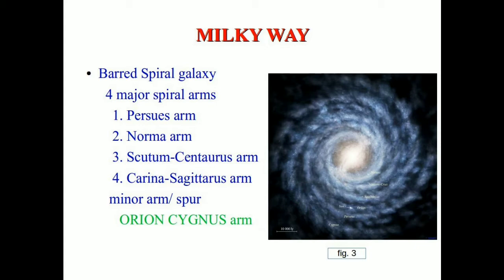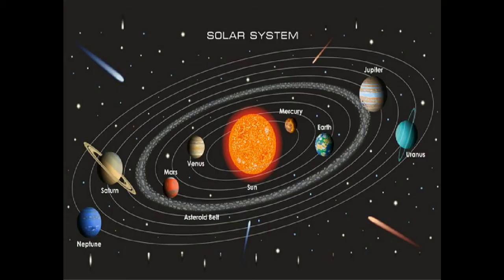Our solar system is located in one of the minor arms of the galaxy named Orion Cygnus, which is about 30,000 light years from the center of the galaxy. The Orion arm lies between two major spiral arms, Perseus and Carina Sagittarius. This is a pictorial representation of our solar system. Sun is at the center and other celestial bodies like planets, asteroids, dwarf planets, etc. are revolving around the sun in fixed orbits.